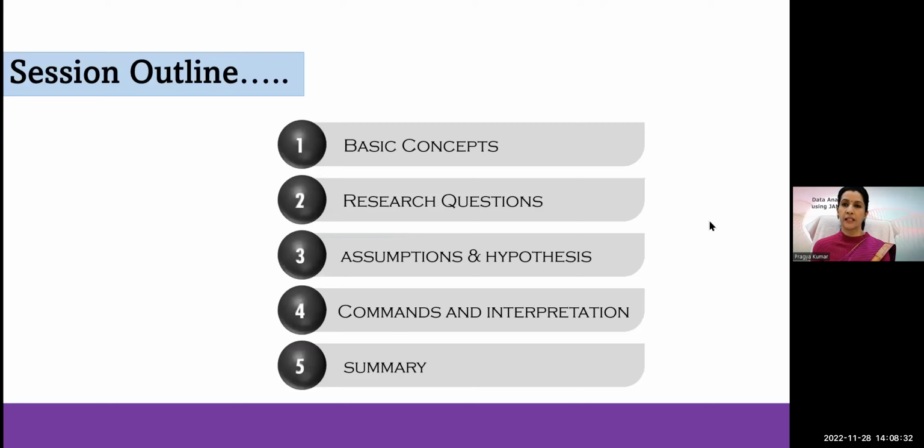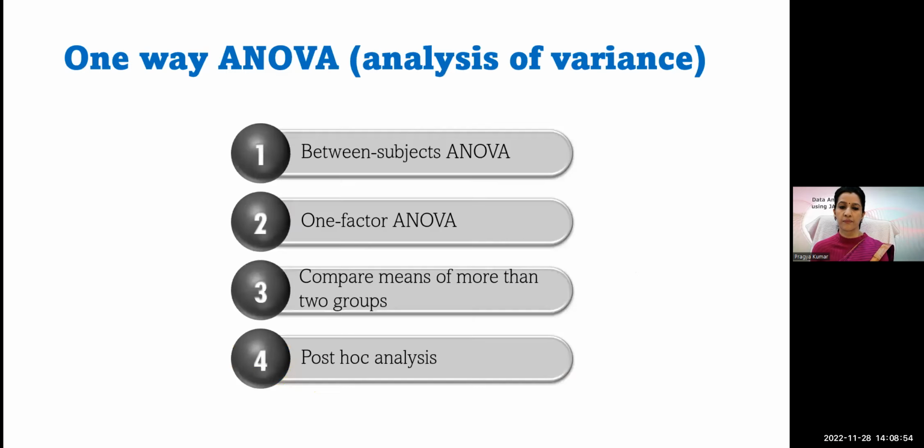So I'll be telling the basic concepts first. Then we'll see what are the research questions for which we need this one-way ANOVA. Then the underlying assumptions and hypothesis for this one-way ANOVA. What are the commands and how to write interpretation. And then at the end, I will summarize once again the commands.